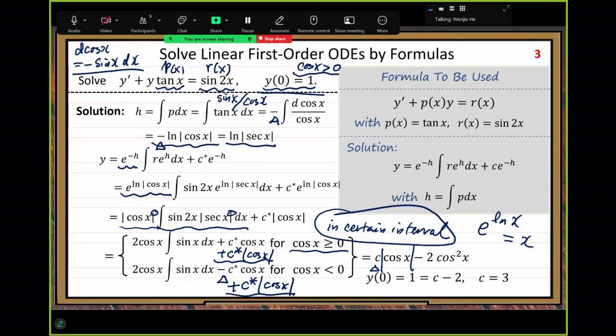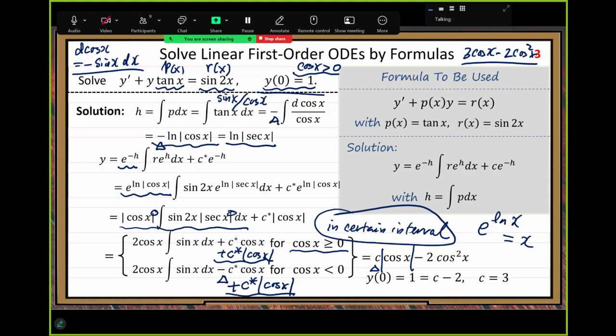So your final solution, in some interval containing the 0 point, is y equals 3 cosine of x minus 2 cosine squared x. Because when you get a negative interval for cosine x, your solution will be different. The form will be different.